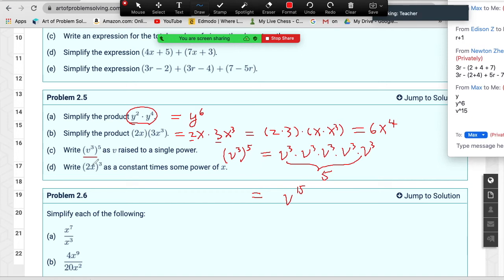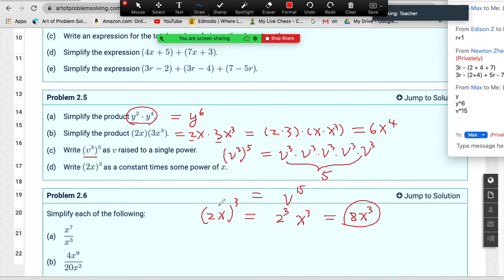Now let's see D. D asks you to calculate 2x, then parentheses power 3. So this one, we just need to distribute this power. We can write this as 2 power 3 times x power 3. Then you do 2 power 3, that's 8, then x power 3. So the correct answer for this one is 8 x power 3.